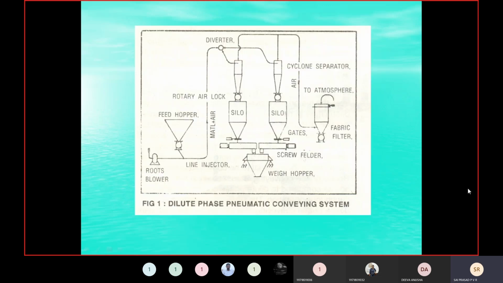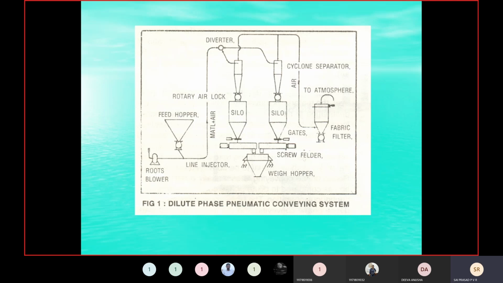So this is the flow sheet. It's a very important flow sheet. We'll have a quick revision of it. Roots blower.